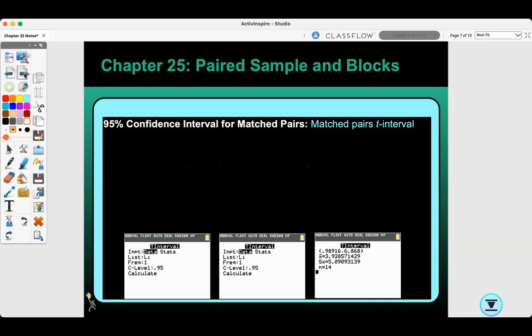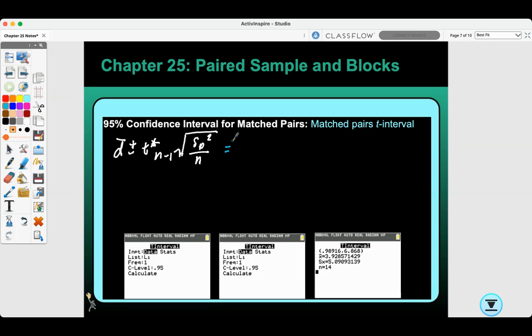Next, we're going to do a 95% confidence interval for matched pairs. So this is a matched pairs t interval. When we do this, we do need to write down the formula. So it's the mean difference plus or minus t star with n minus 1 degrees of freedom times the square root of the standard deviation of differences squared divided by n. And you want to write this down and plug everything in, but you can also use your calculator. So it's a T interval. We're using our data. This is a confidence level of 0.95. And when we plug that in, we get our interval.